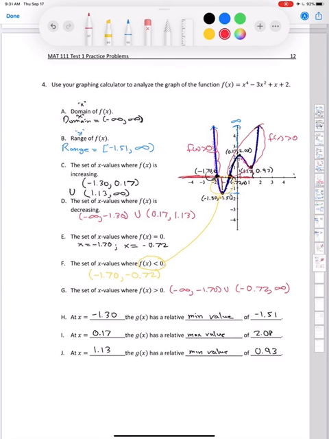Again, the only place it was negative was between negative 1.7 and negative 0.72. But that's a good test question, a good graph to analyze. It's a degree 4 quartic polynomial function. All right, so I hope that helps you with these types of problems. We'll take a quick break and continue on our review.